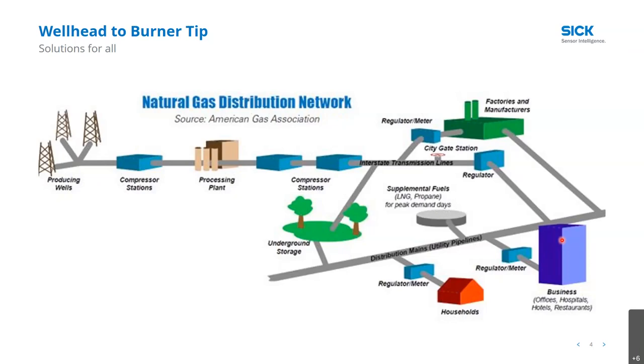After the city gate, it goes down and gets cut down even more. The pressure gets cut down and we're looking at more utility style pipelines before it goes to your regulator stations for either households or commercial industrial type businesses, such as hotels, hospitals, schools, universities, major business parks, theme parks as well. So there's a lot of applications in our small little sector, but SICK has a solution for each one of these across this entire breadth of natural gas flow measurement products. Next slide.